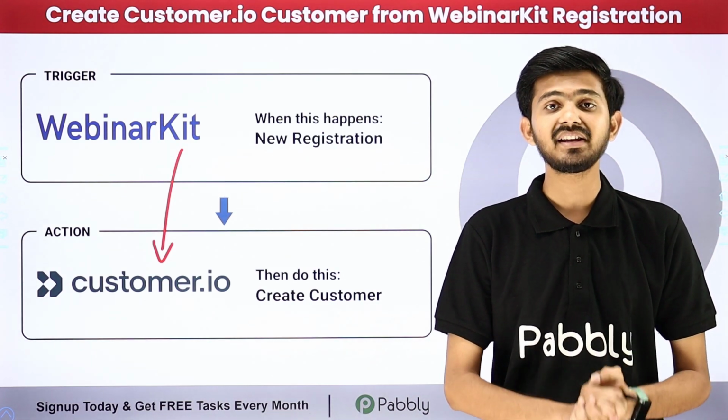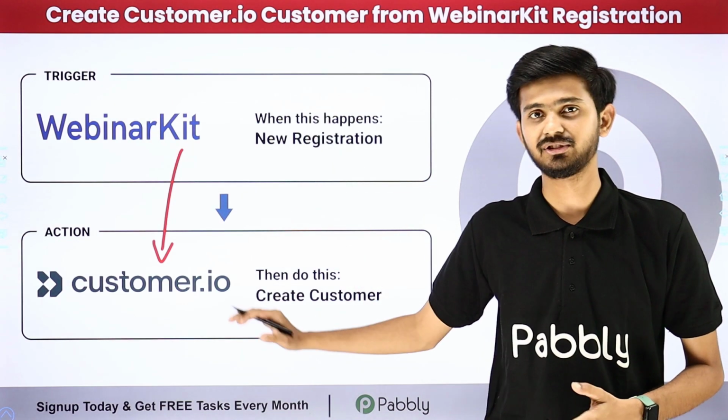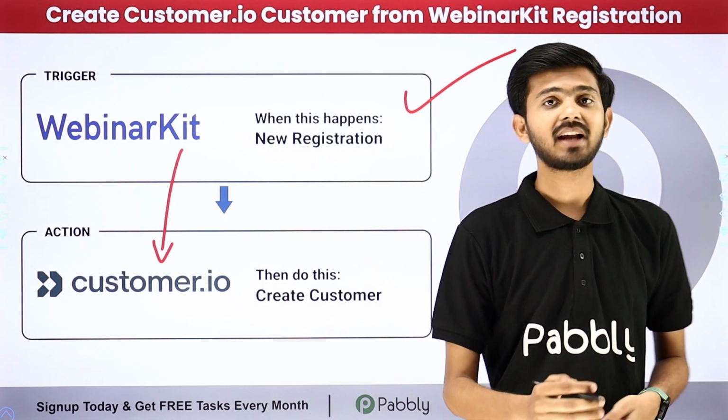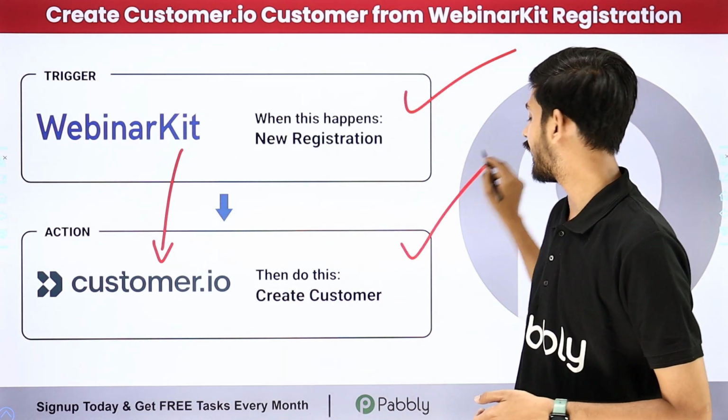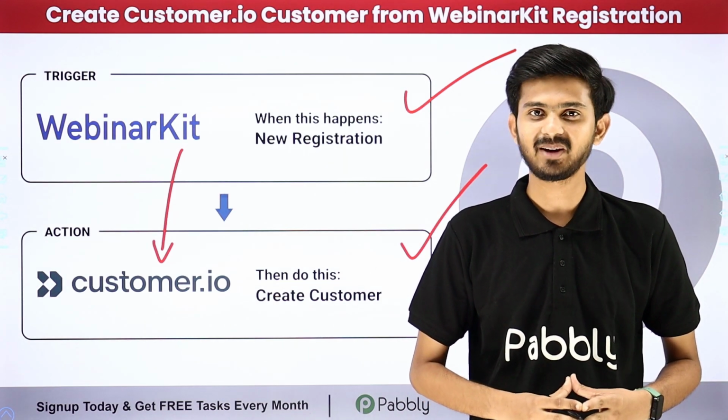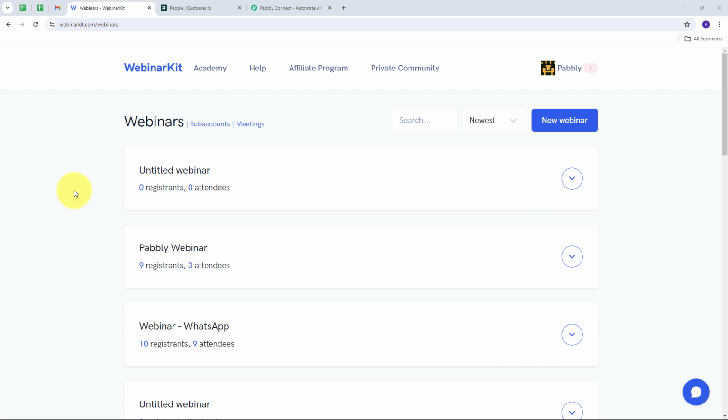In Pabbly Connect, I need to use the concept of trigger and action. In the trigger application, I'm going to use WebinarKit. In the action application, I'm going to use customer.io. So how am I going to build this connection? For that, let me take you to my computer screen. I hope you can all see my computer screen.